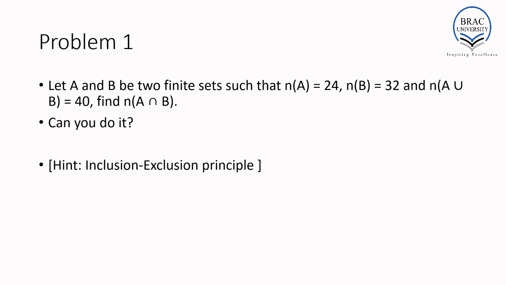In problem 1 we have two sets A and B, both of them are finite sets. The number of elements in set A is 24, the number of elements in set B is 32, and the number of elements in set A union B is 40. We have to find the number of elements in set A intersection B.